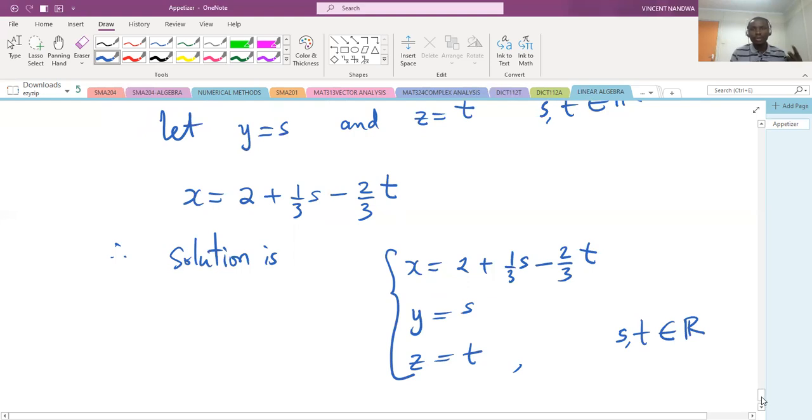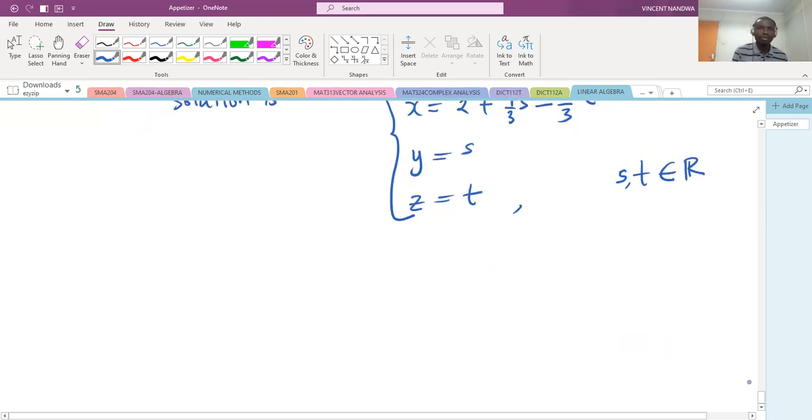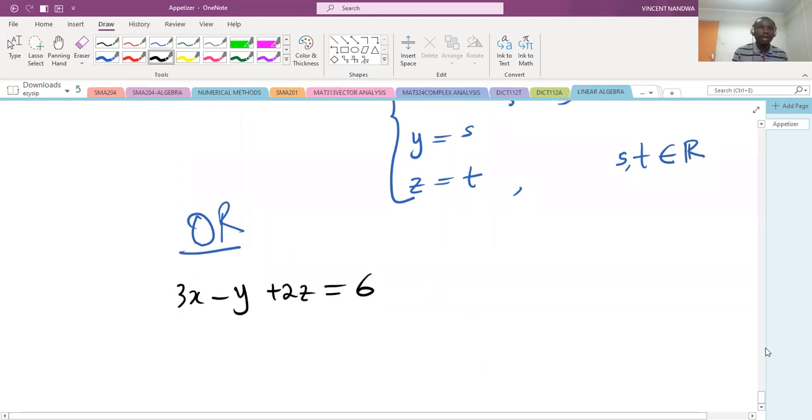Or if you don't want to make x the subject, you can make y the subject. So I can decide now to say that the equation was 3x minus y plus 2z equals 6. So instead of making x the subject, I make y the subject. If I take it to the right-hand side, I'll have y equals 3x plus 2z and then minus 6.